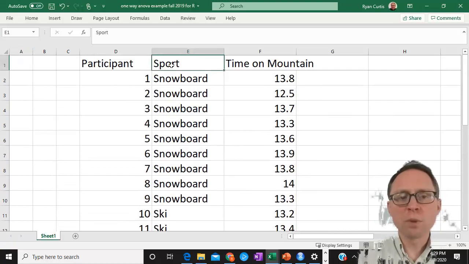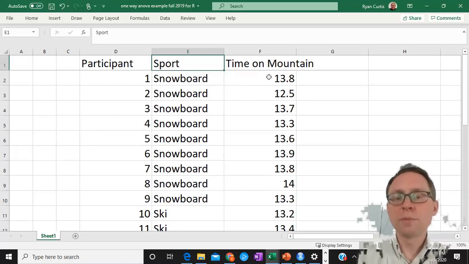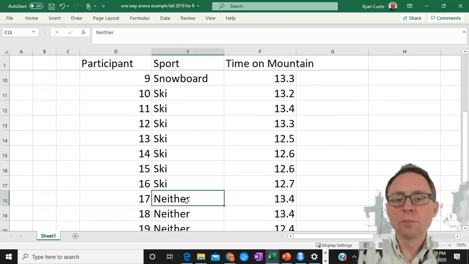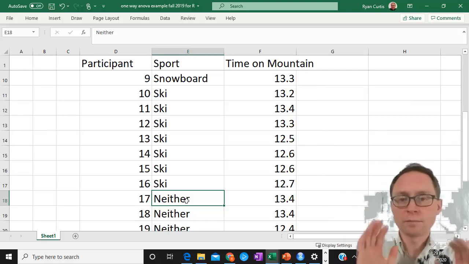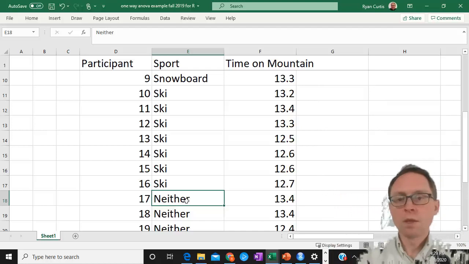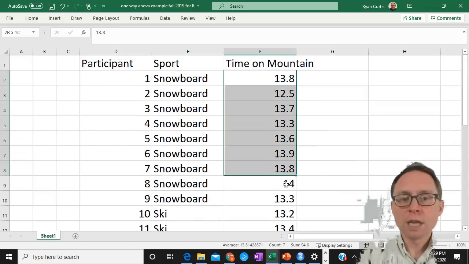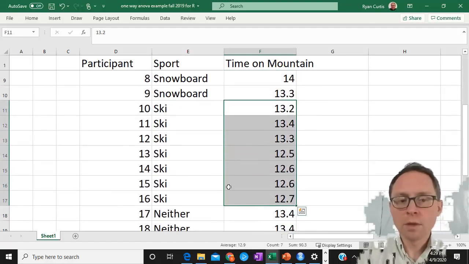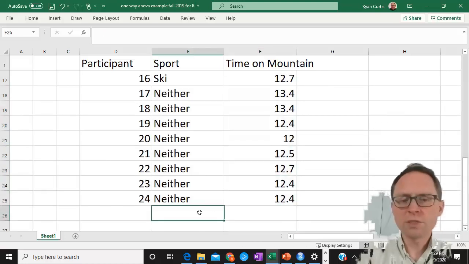I measured what sport they prefer, because here's my hypothesis. My hypothesis is that snowboarders spend more time on the mountain than do skiers or people who prefer neither snowboarding nor skiing. Now that's three groups, right? Snowboard, skiing, and people who prefer neither. Okay, so here's what we're doing then. We want to see if there's a difference between time on the mountain for the snowboard group, time on the mountain for the skiing group, and then time on the mountain for people who neither like skiing nor snowboarding.